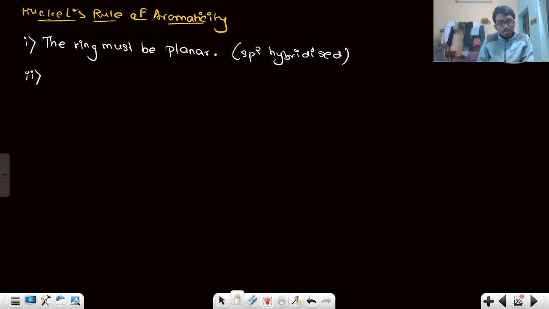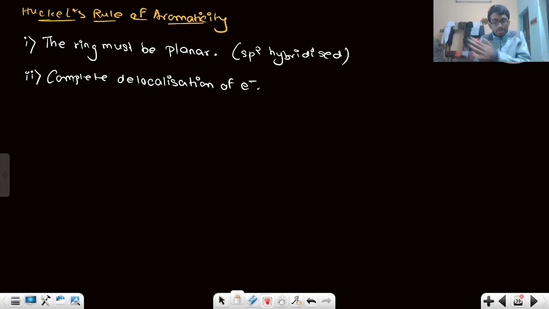Number 2, complete delocalization of electrons should be there. It's not like it will delocalize half-heartedly. No, if complete delocalization of electrons is there, then only it follows Huckel's rule. Otherwise, it will not be aromatic. Okay, the ring must be planar, and complete delocalization of electrons should be there in the ring. Otherwise, this is not going to be aromatic.